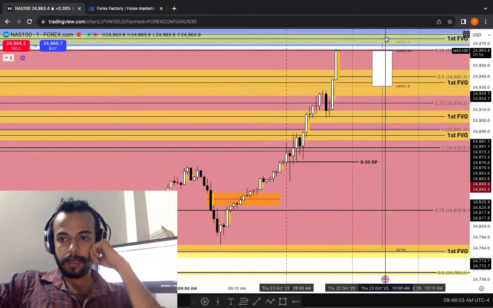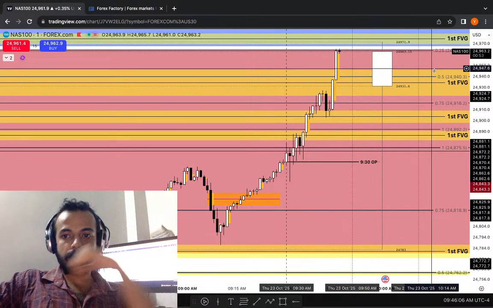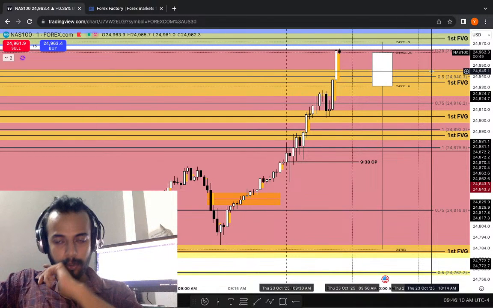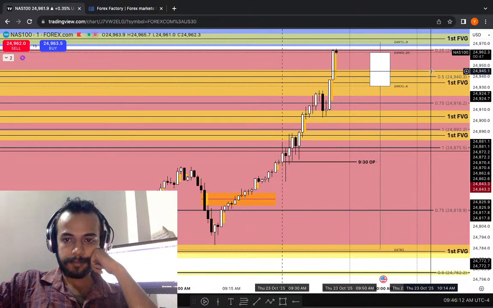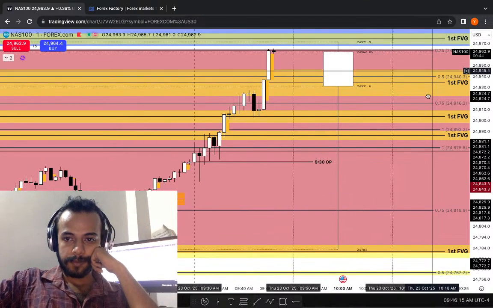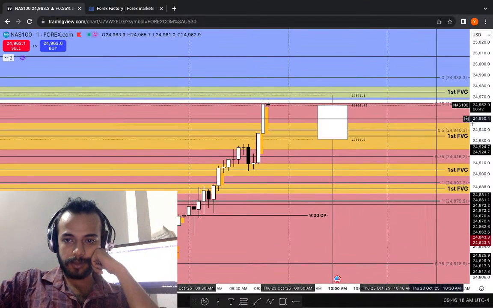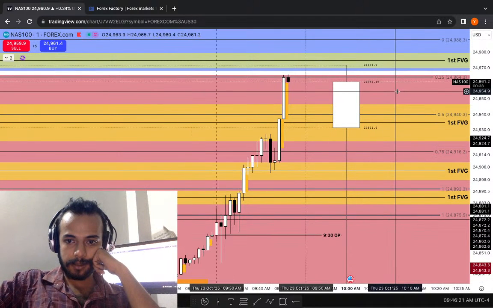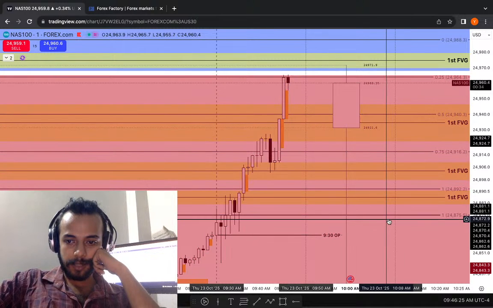And now we are really near the high from the London, which is 24,971.9. Let's see how it is going to react inside that. This is the midpoint of the sell side imbalance, buy side inefficiency.